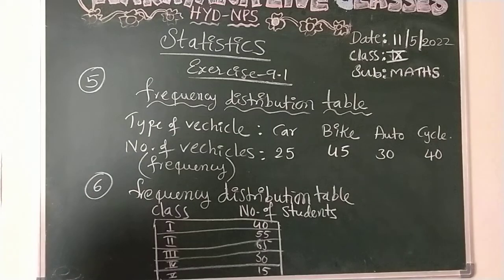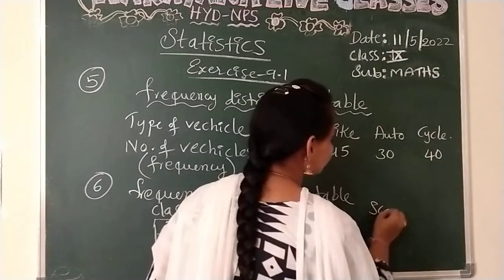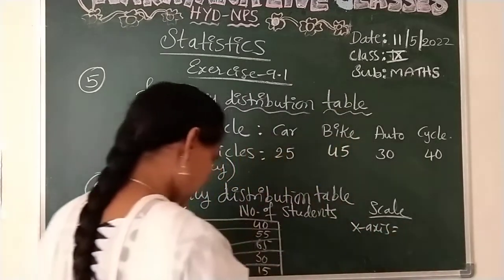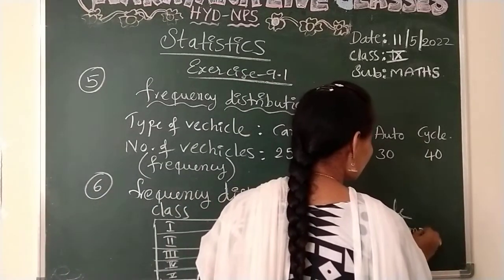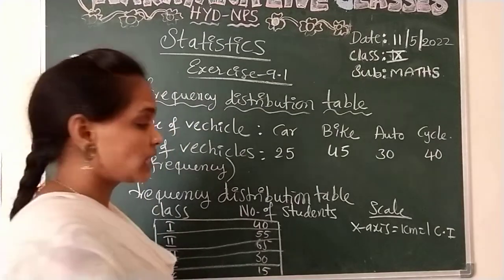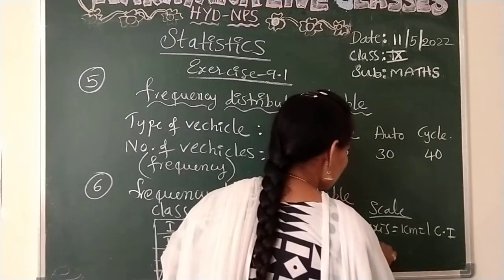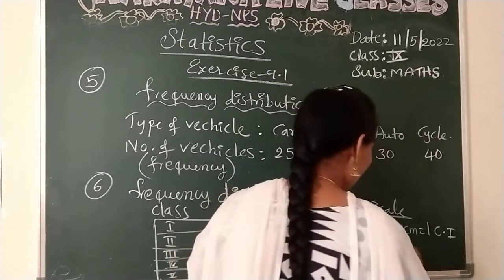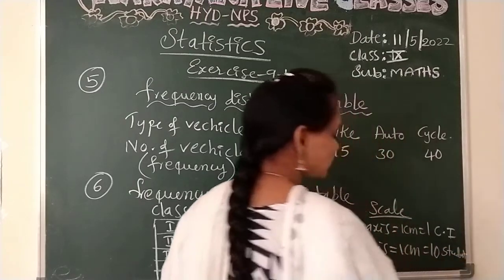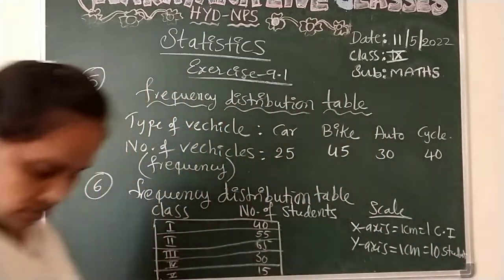So this is the frequency distribution table and scale. They also asked to identify the scale in the question. The scale on the x-axis is 1 centimeter, 1 class interval. CI means class interval. On the y-axis, 1 centimeter, 10 students. So this is the answer for the sixth question.